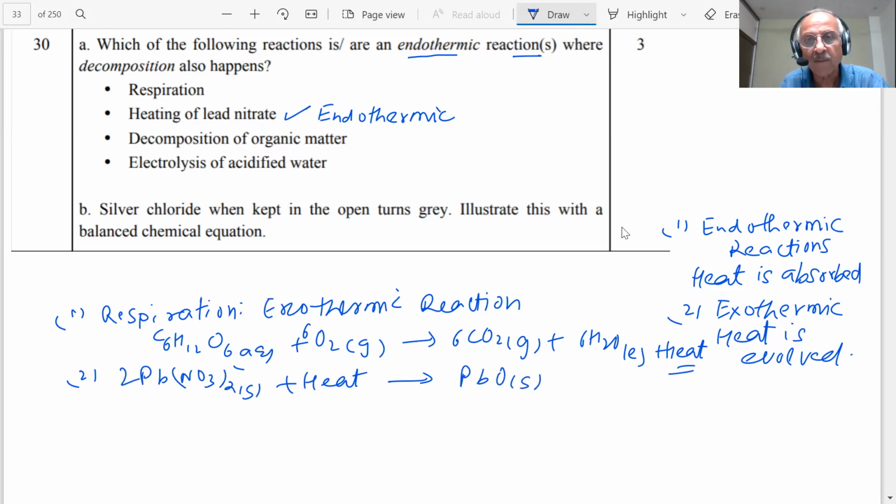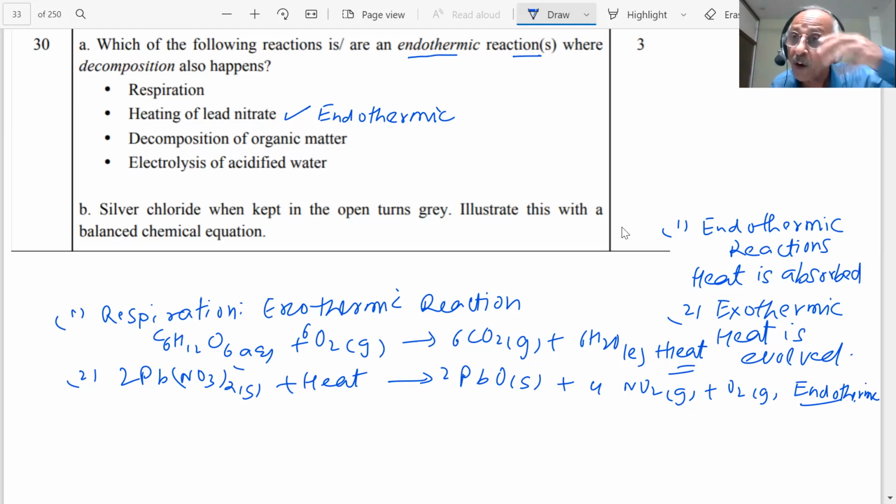Writing the balanced equation is not required in the answer, but I am telling you: you will also get 4NO2, which are brown fumes, and oxygen gas. So what is happening here, students? In the decomposition of lead nitrate, heat is being absorbed. This is an example of an endothermic reaction. Endothermic reactions are those in which heat is absorbed.